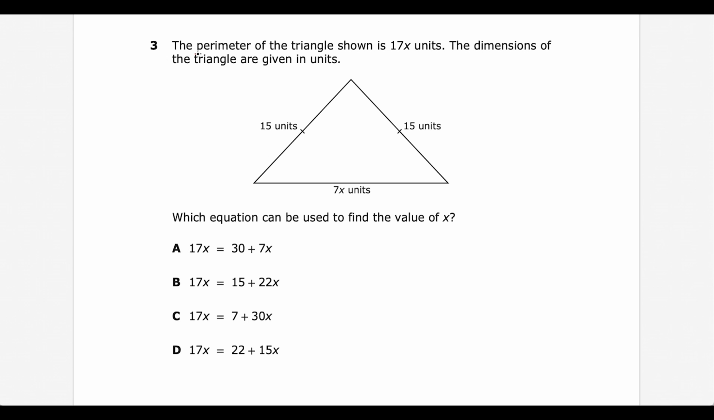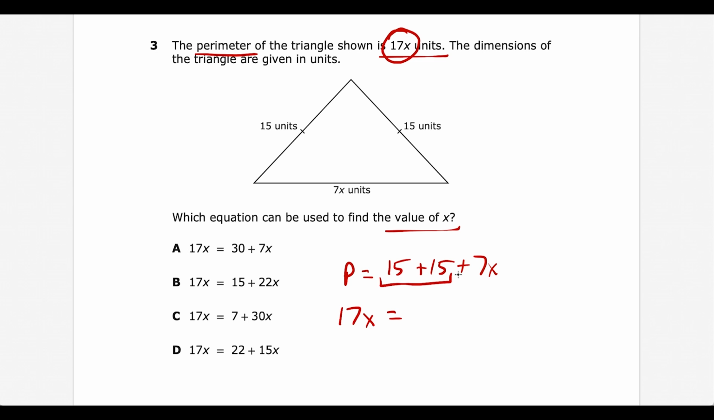Choice H. Question 3, we have the perimeter of a triangle is 17x units, and we have the dimensions of the triangle given here, and we want to know which equation can be used to find the value of x. What we know here is the perimeter is the sum of all of the sides. So what we could say is that the perimeter is equal to 15 units plus another 15 units plus 7x units. But they told us over here that the perimeter is known to be 17x units. So that means we're going to set P equal to 17x, and now we could just combine like terms here. 15 plus 15 is going to give us 30, and we have 30 plus 7x here, and now we just scan the answer choices, and this is going to match up with choice A.